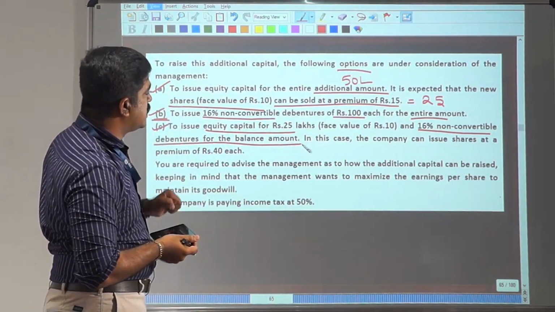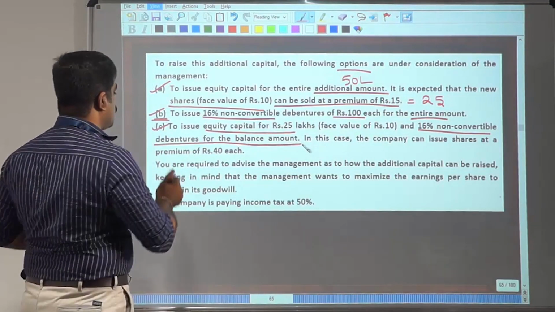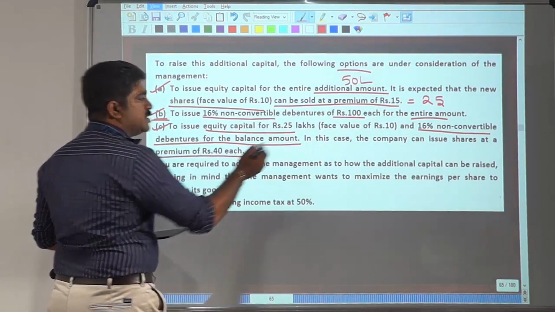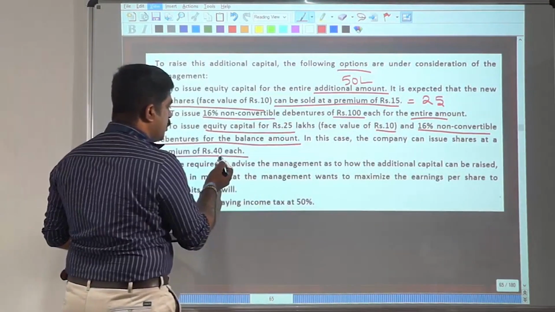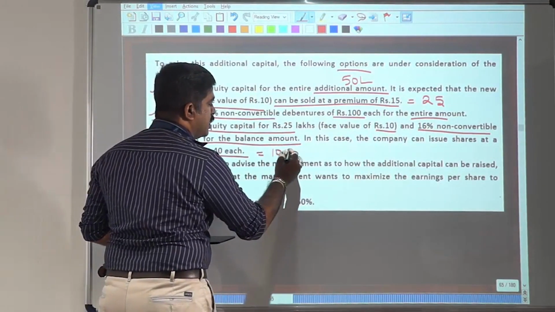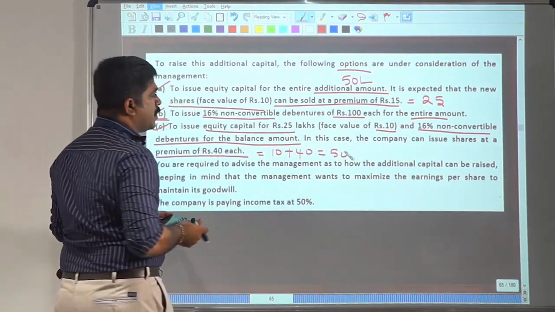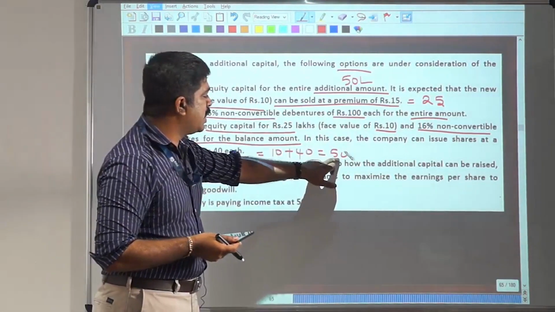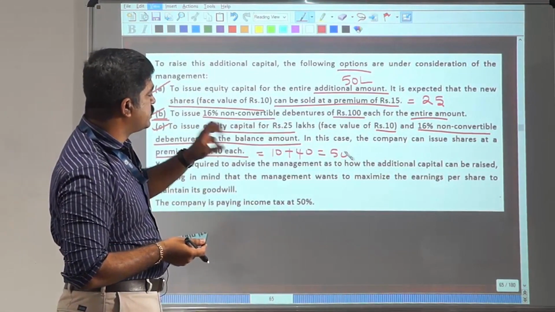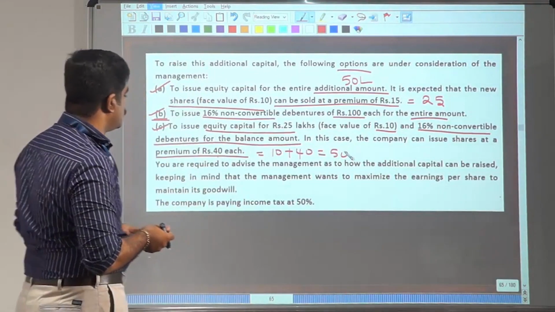In this case, the company can issue shares at a premium of 40 each. What is the face value? 10. What is the premium? 40. So they are going to issue for 10 plus 40, that is 50. 25 lakh is the capital that is raised. Value per share is 50. So if you divide, you will know what is the number of shares, and that information will be used in EPS.